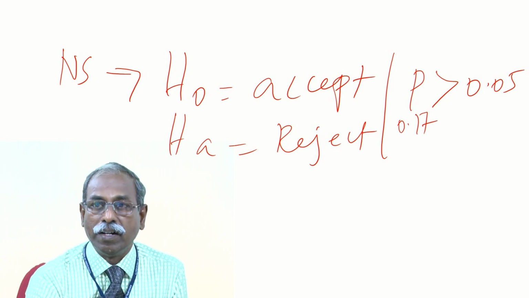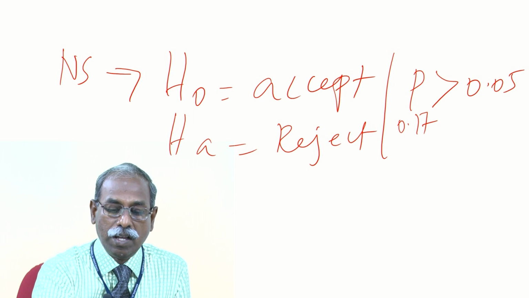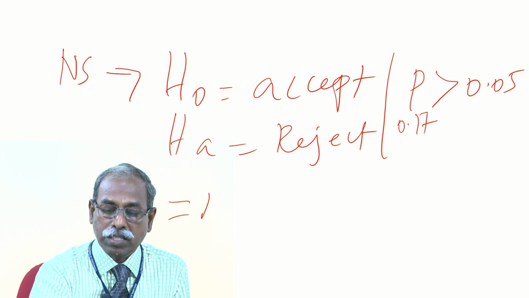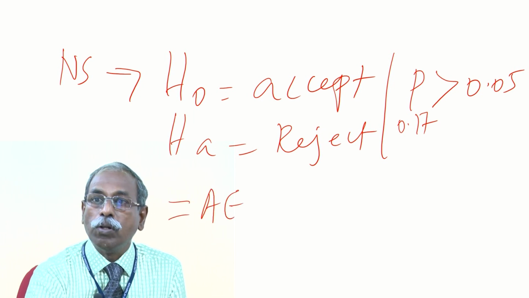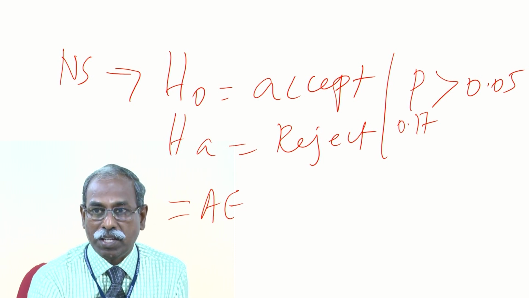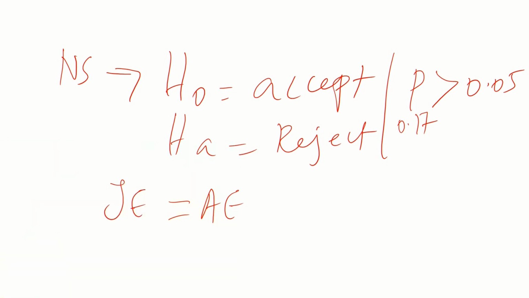What do you mean by that? Junior engineers and assistant engineers both have an equal level of stress coping skill. That is called stress coping skill, shortly called SC. Clear or not? Junior engineer and assistant engineer both have the same.